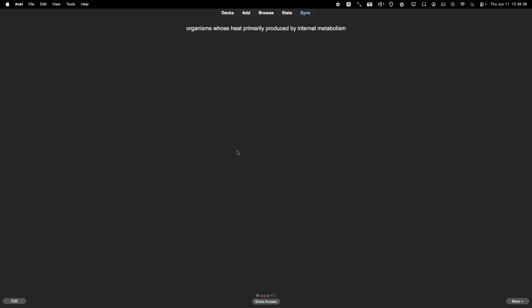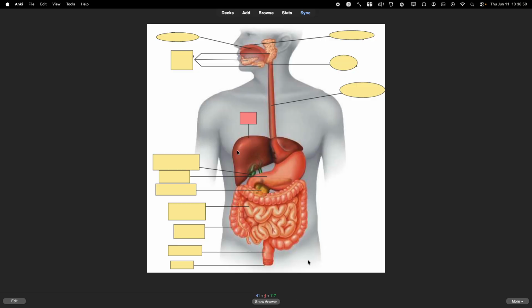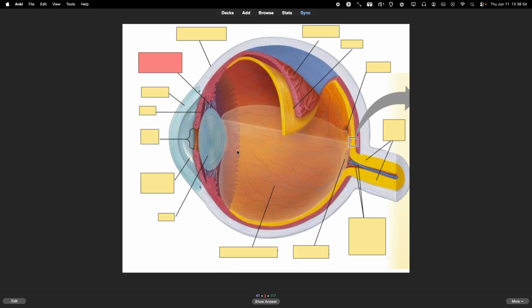Okay. Organisms whose heat is produced primarily by internal metabolism. That would be an endotherm. So mammals and birds are endothermic. Amphibians and reptiles are not, so that's why they can bask in the sun. That should just be the liver. That's a suspensory ligament. Those exist to keep the lens in place, to keep it from shifting in the eye.